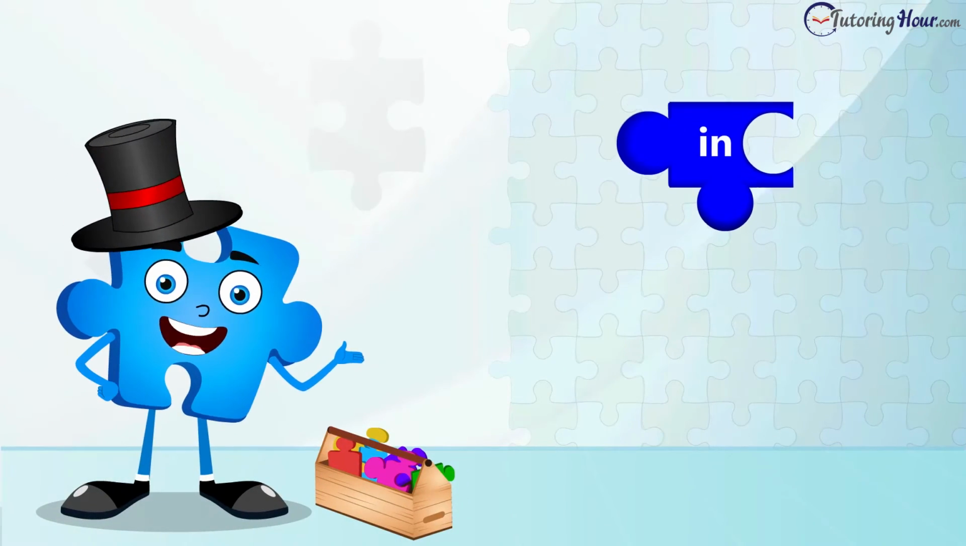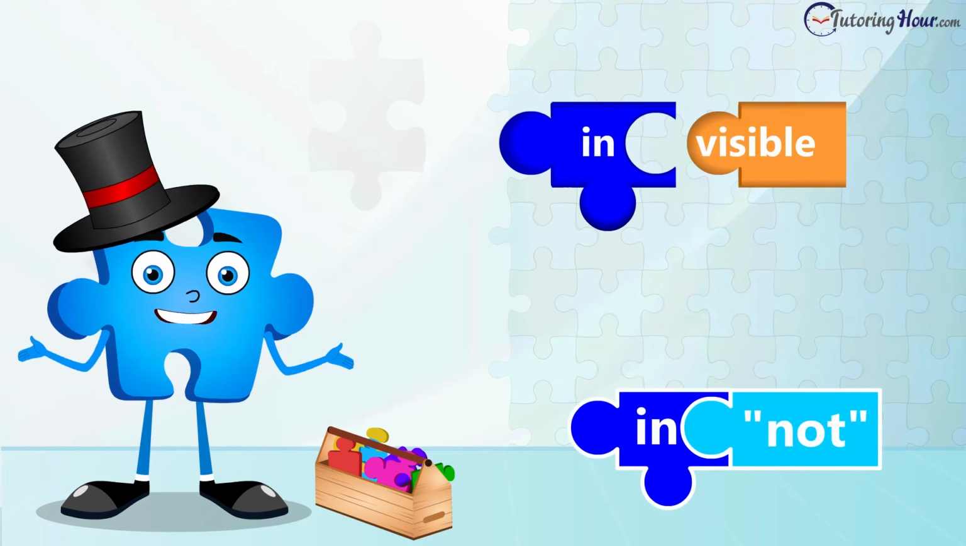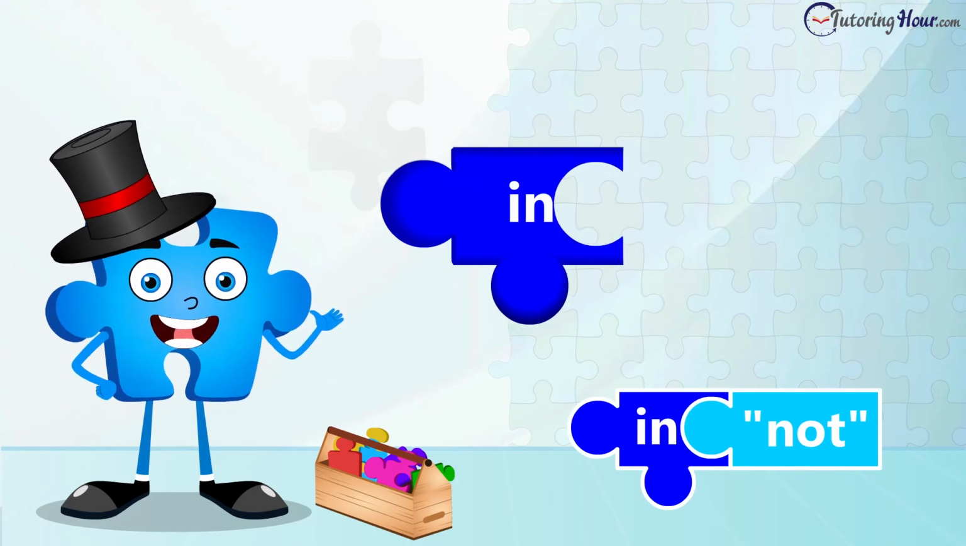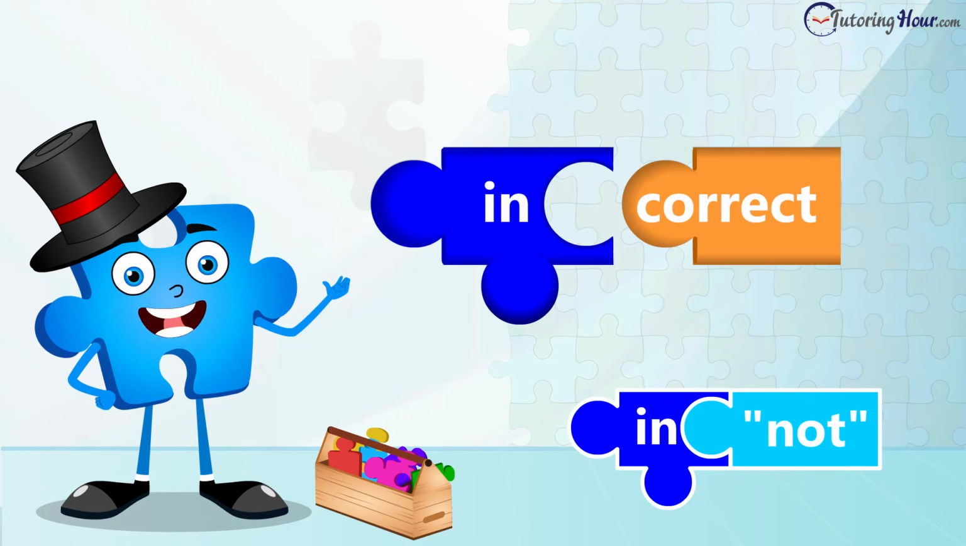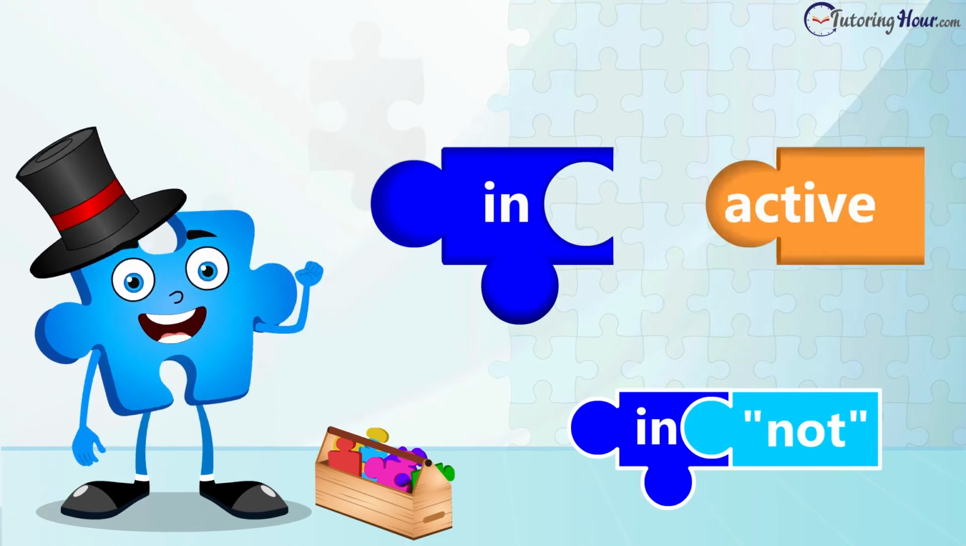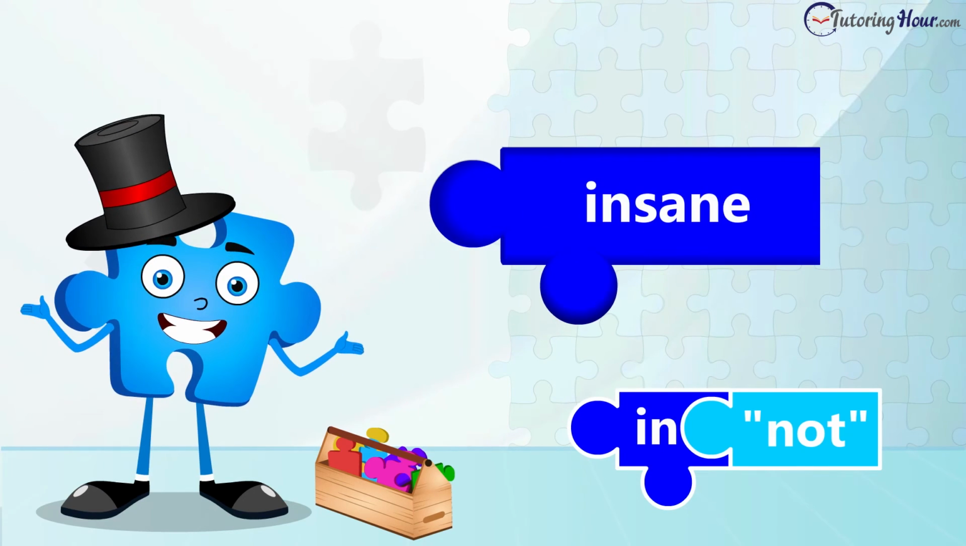Here comes the next prefix, in. It means not. When in is in action, visible becomes invisible, and audible turns into inaudible. In its company, correct becomes incorrect, active becomes inactive, and sane becomes insane.